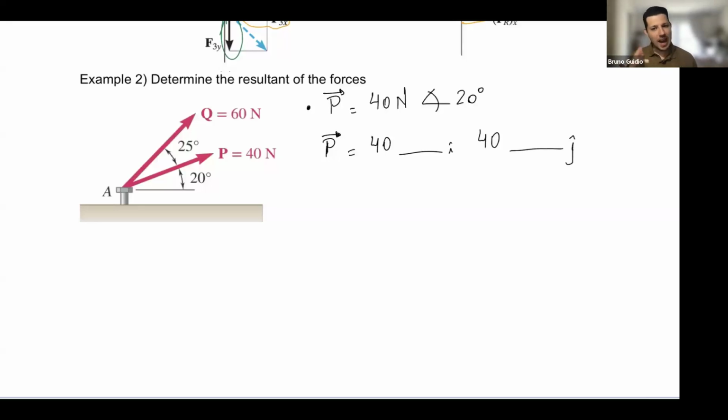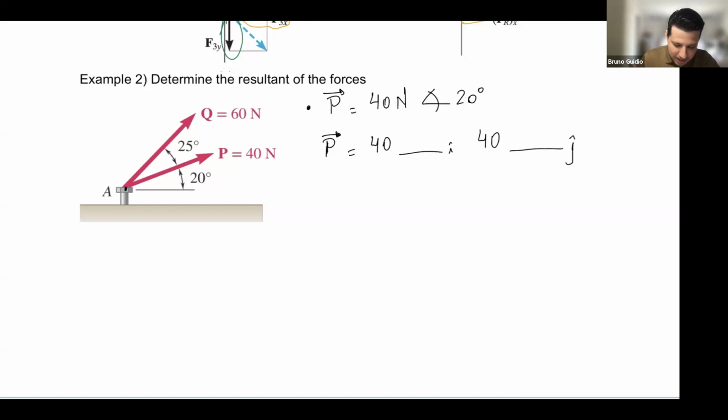Now, two things that I need to figure out. First, which one is going to be the sine, and which one is going to be the cosine? Second, i hat, j hat, meaning the x component and y component: are they positive or negative? So two things that I need to figure out here: sine, cosine, positive, negative. Okay, let's see in this case.